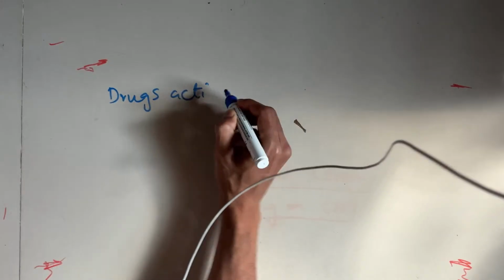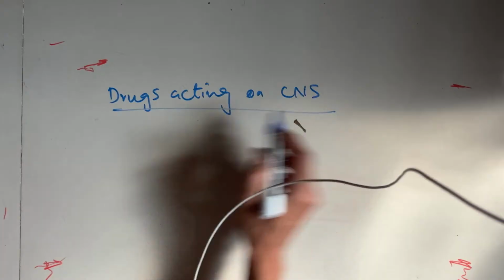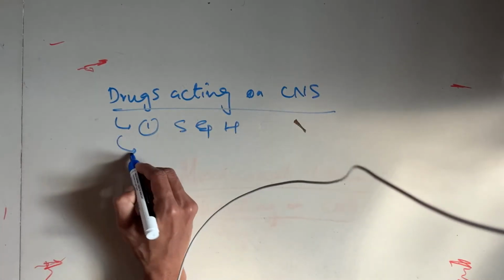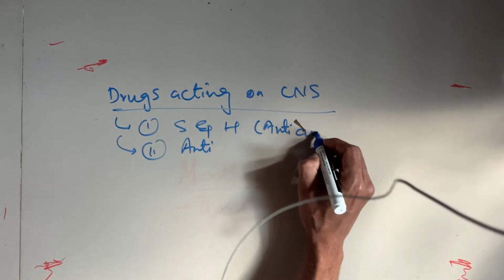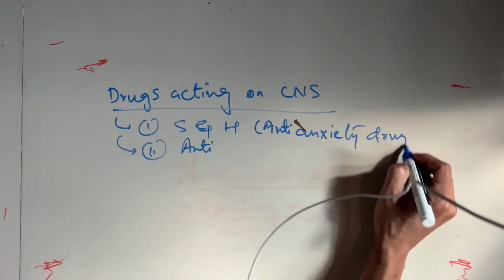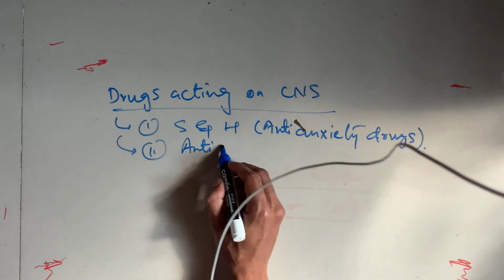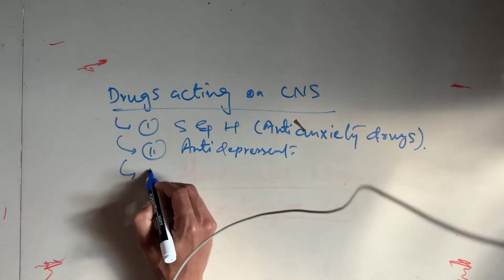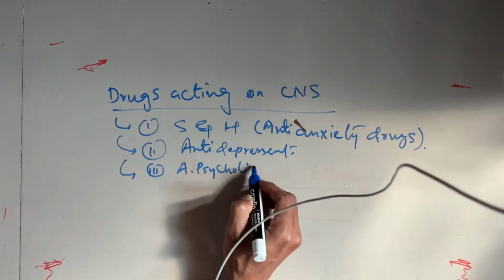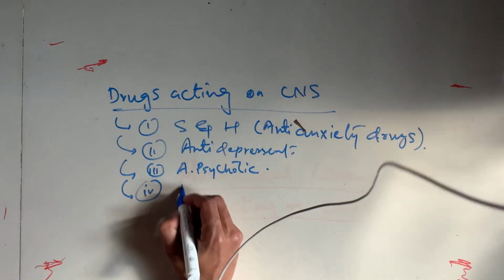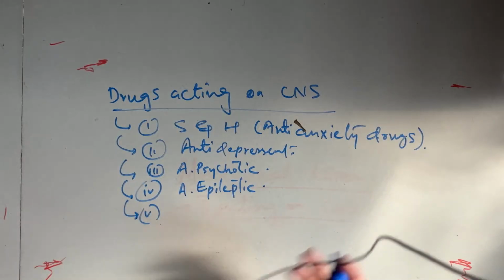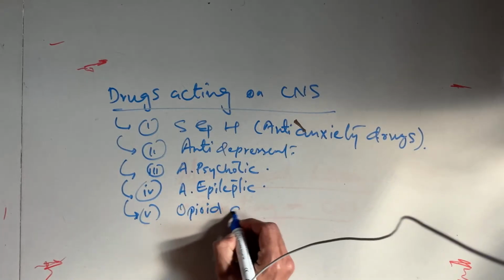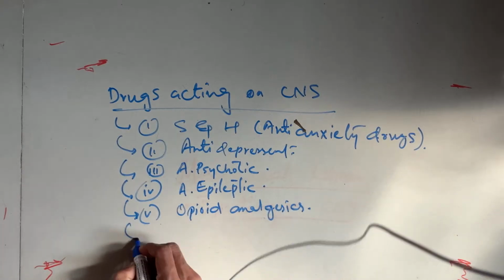Drugs acting on CNS are: number 1, sedatives and hypnotics; number 2, anti-anxiety drugs, also called anxiolytic drugs; number 2, anti-depressants; number 3, antipsychotics; number 4, anti-epileptic drugs; number 5, after anti-epileptic drugs, what is that? That is called opioid analgesics.